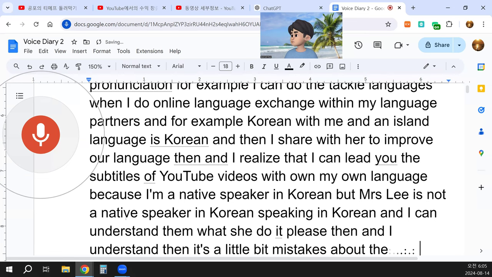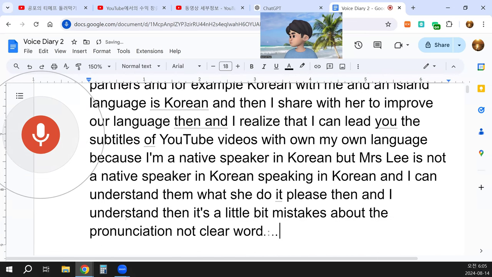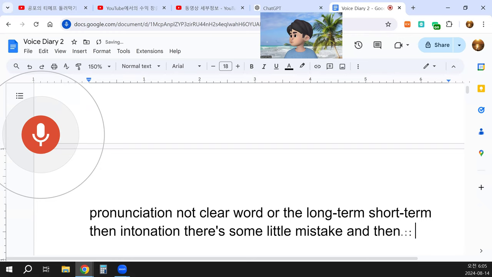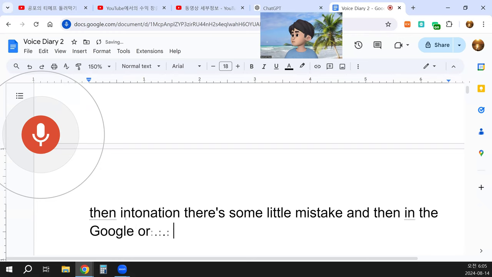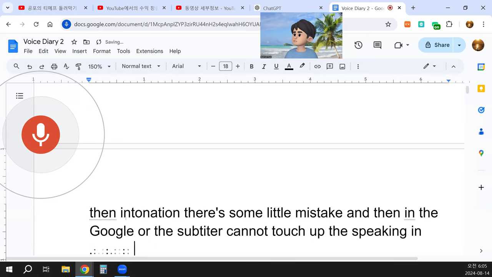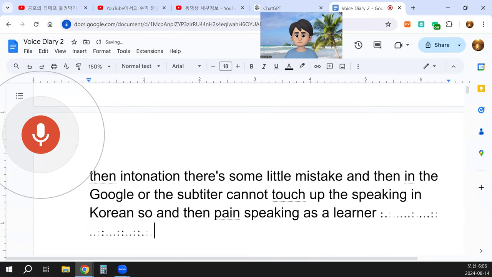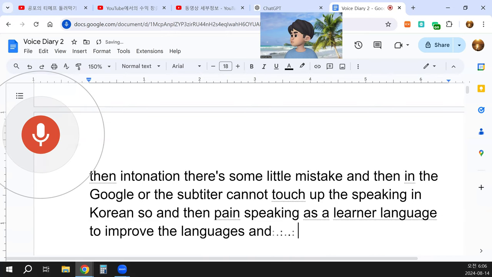But when I check the subtitles, I see there are a few mistakes in pronunciation, such as unclear words, long and short sounds, and intonation. There are some little mistakes, and the Google subtitle cannot catch her speaking in Korean. So, paying attention to speaking as a learner of a foreign language, to improve the language and pronunciation, I'm focusing on how to speak.